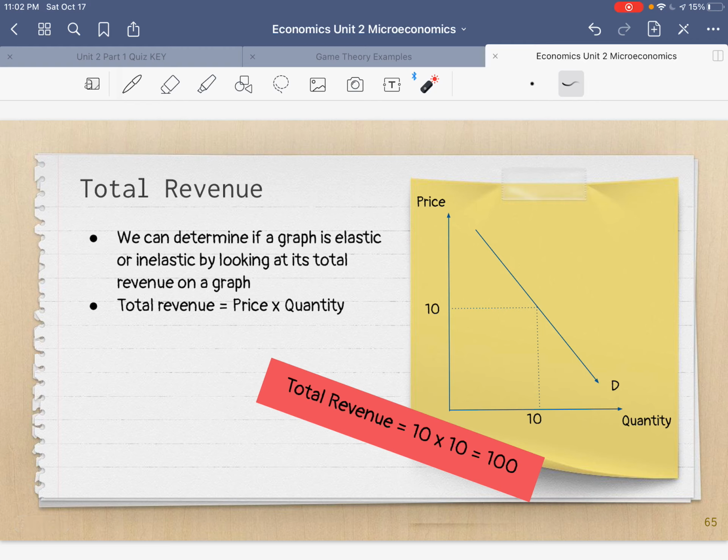Total revenue first is a formula, okay? And the formula is super easy. It's P times Q, okay? Price times quantity. So we can look at a graph and think, is this graph going to be elastic or inelastic if we know the total revenue formula? So for example, on this graph, we're not determining elasticity. I'm just teaching you the formula here. The total revenue is 100 because I took the price times the quantity. 10 times 10 is 100. So we can shorthand total revenue by writing TR. TR equals 100. Okay?